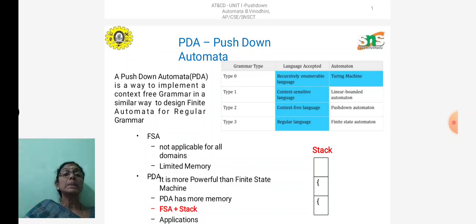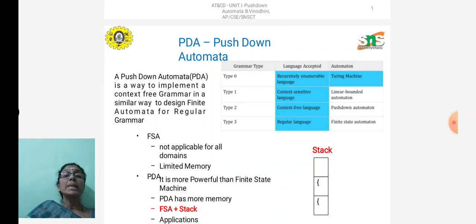The language accepted by type 0 is a recursively enumerable language, and the automata is a Turing machine. Type 1 is a context sensitive language, and the automata is a linear bounded automata. Type 2 grammar is a context free grammar, for the context free language, and the automata that accepts it is a push-down automata. Type 3 is a regular language, and the automata accepted is the finite state automata.